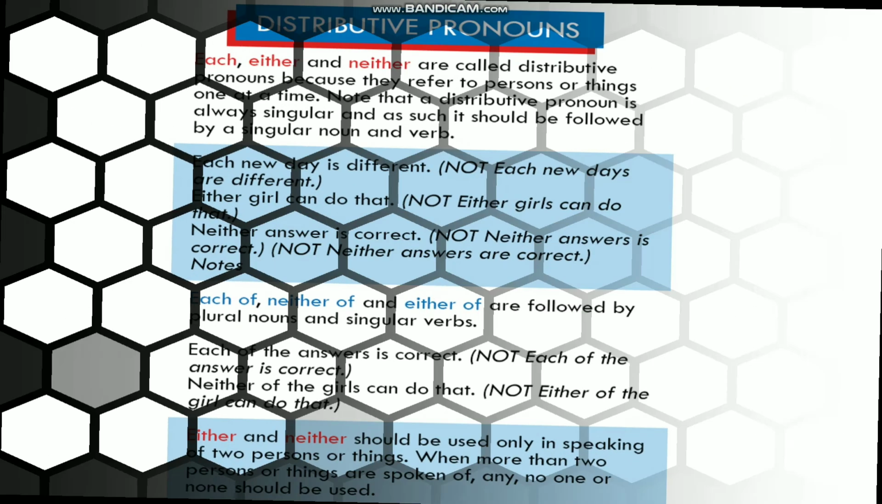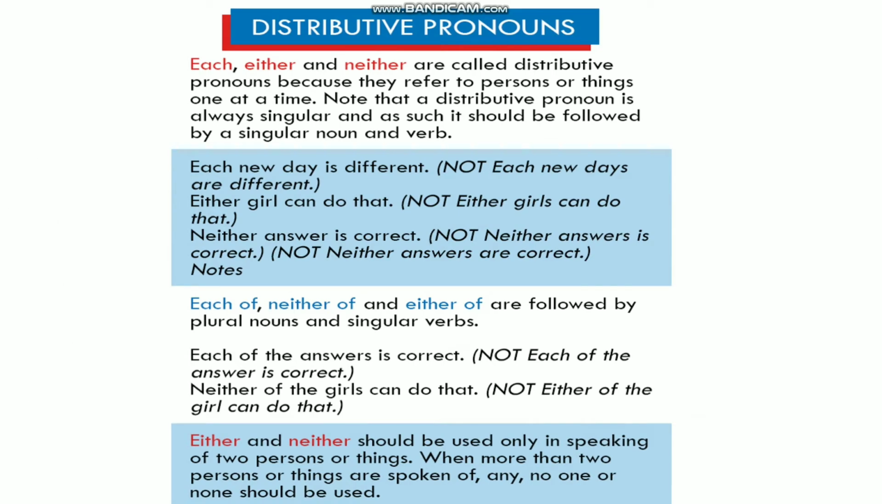Distributive pronouns. Each, either, and neither are called distributive pronouns because they refer to persons or things one at a time. For this reason, they are always singular and as such followed by the verb in the singular. For example, each new day is different. Each girl can do that. Each of the answers is correct. Neither of the boys can do that.